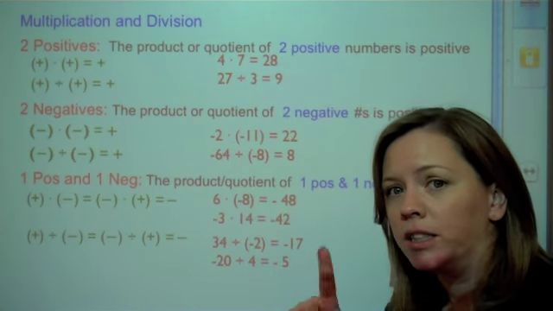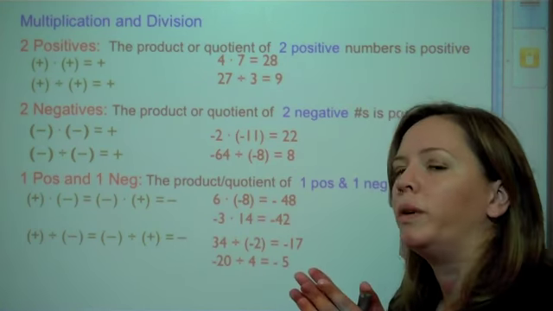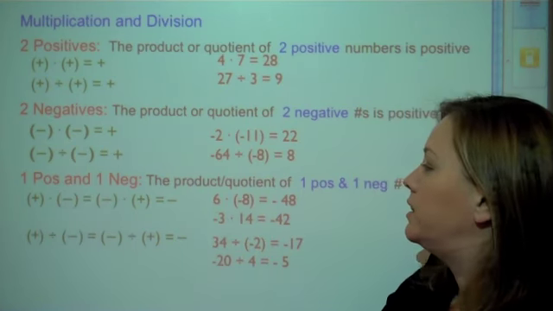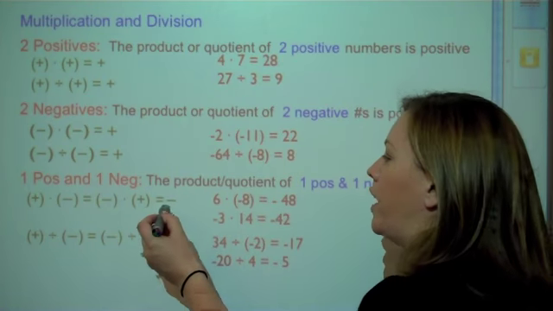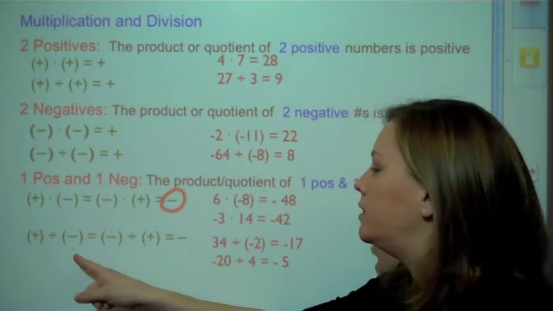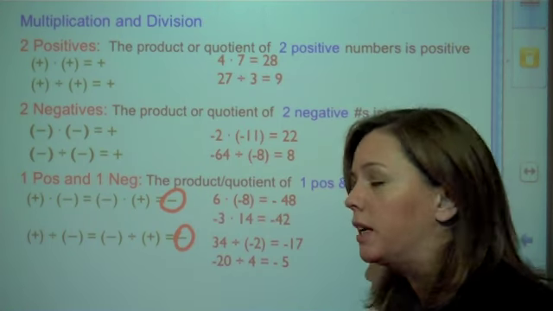Now, if you have one positive and one negative multiplied together or divided, you will always get a negative answer. So for example, a positive times a negative is the same as a negative times a positive. That result will be negative. A positive divided by a negative is the same as a negative divided by a positive. That result will always be negative.